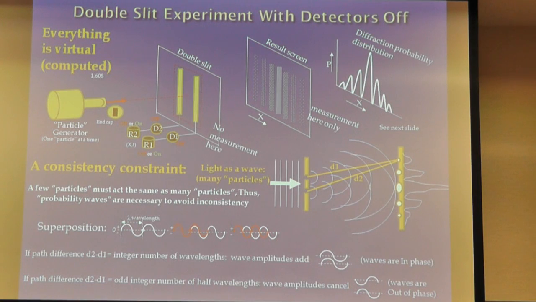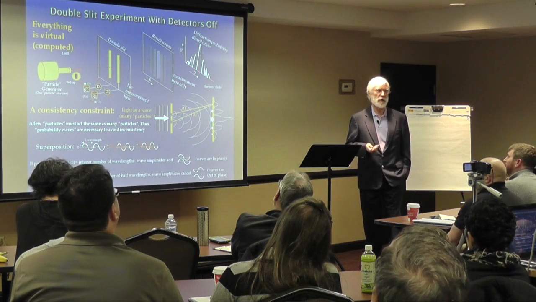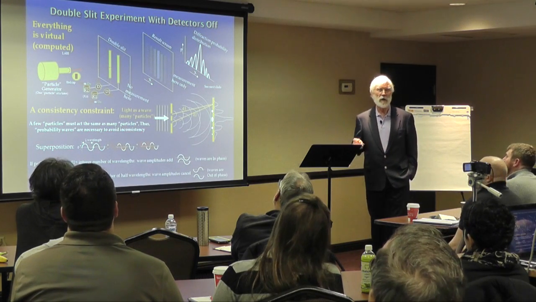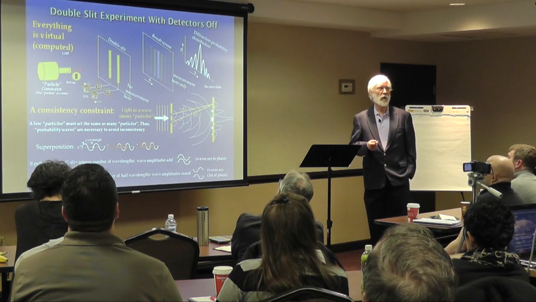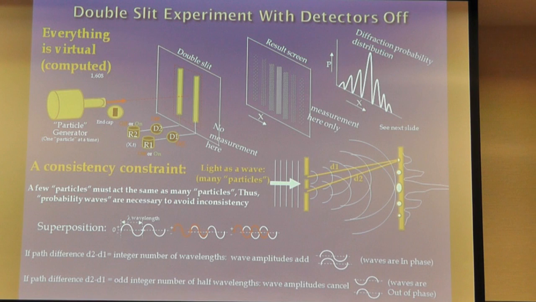Now here, we're going to look at a case where these detectors are all turned off. Detectors are off. And if the detectors are off, it really doesn't matter whether the recorders are on or off, because there's no detection, right? So the recorders aren't going to get anything. So the detectors are off. Now we can't tell where the particle is. The first measurement occurs here at the screen. There is no measurement at the slits.